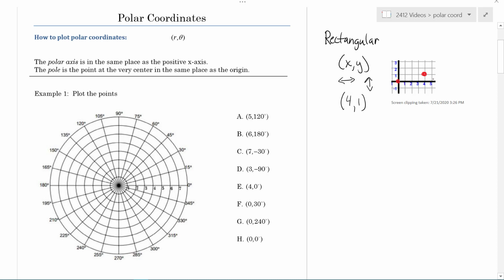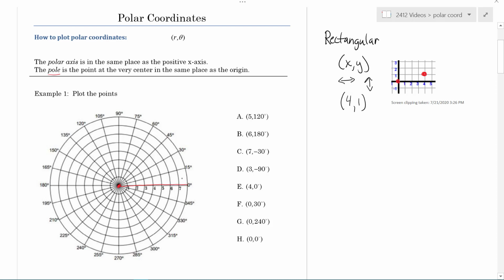So now we're going to work with what we call the polar coordinate system. The polar coordinates work a little differently. You'll notice that our graph paper here is actually a bunch of circles. These are what we call concentric circles, meaning they all have exactly the same center. The very center of all of those circles has a name. We call that the pole. So the pole is the point at the very center, and it's in the same place as what you would think of as the origin.